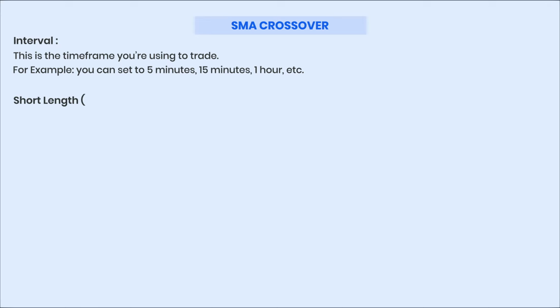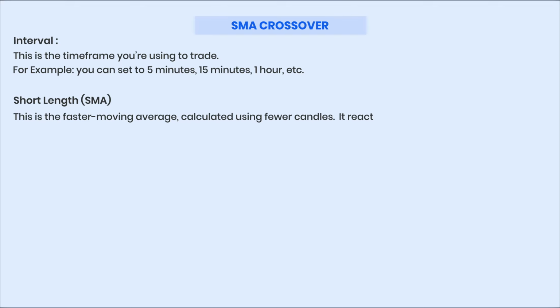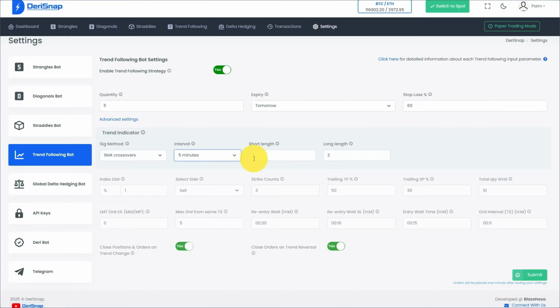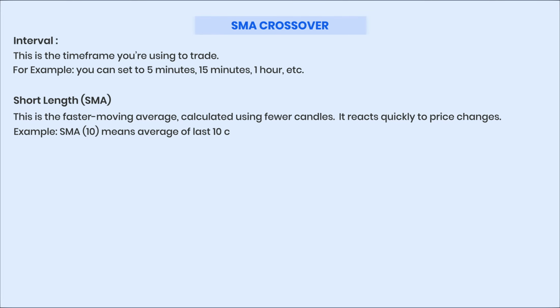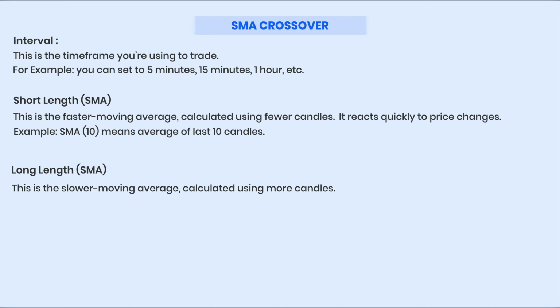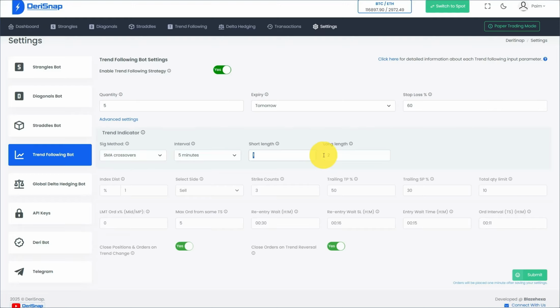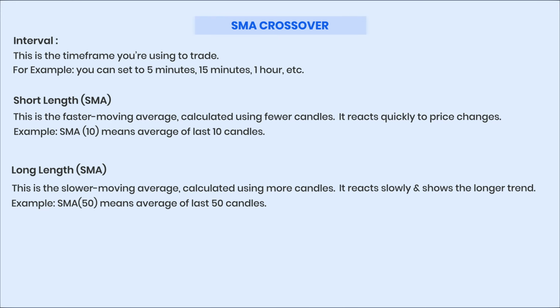Short length, SMA. This is the faster moving average, calculated using fewer candles. It reacts quickly to price changes. Example, SMA 10 means average of last 10 candles. Long length, SMA. This is the slower moving average, calculated using more candles. It reacts slowly and shows the longer trend. Example, SMA 50 means average of last 50 candles.